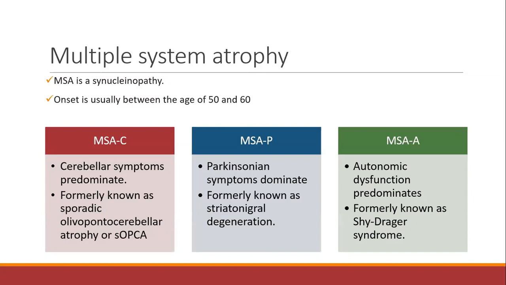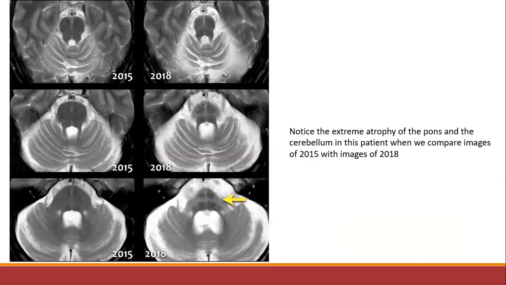So MSA-C was earlier known as olivopontocerebellar atrophy, and MSA-P was formerly known as striatonigral degeneration. This is what I mentioned. These are the follow-up images of a patient. On the left-hand side you can see there is no hot cross bun sign, and 3 years later, when you do the MRI again, the patient has developed the hot cross bun sign.